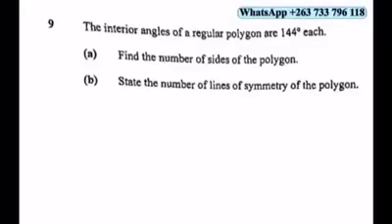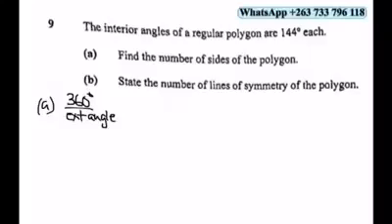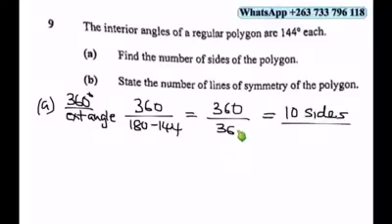Then on number 9, the interior angles of a regular polygon are 144 degrees. Find the number of sides of the polygon. So the easiest method here is to use the exterior angle. So 360 over the exterior angle will give us the number of sides. So the exterior angle, find it by subtracting this from 180. So this will be 180 minus 144, which is 36. So 360 over 36. 36 into 360 is 10. So this is a 10-sided polygon.